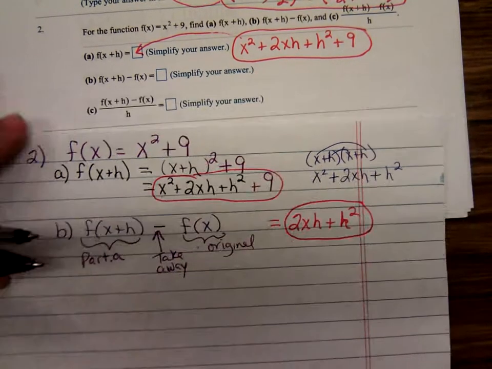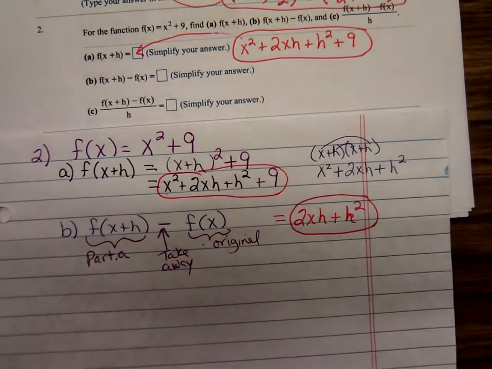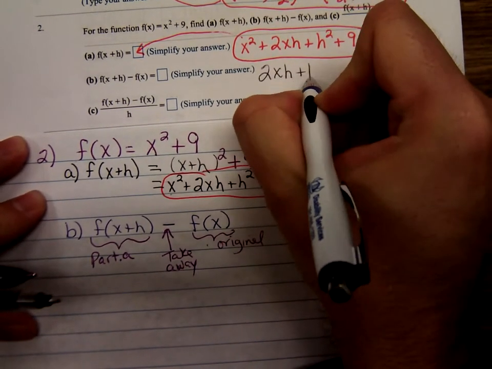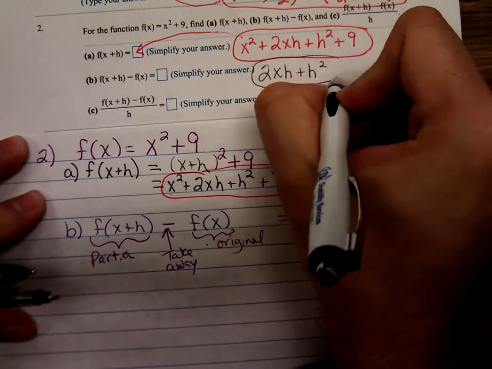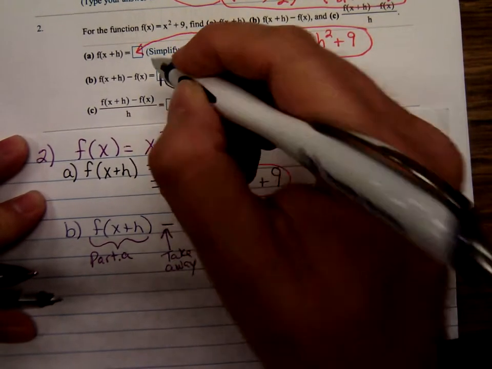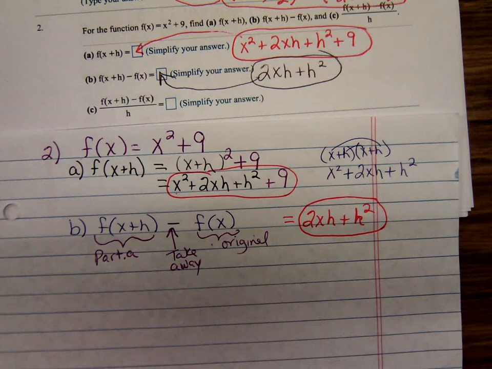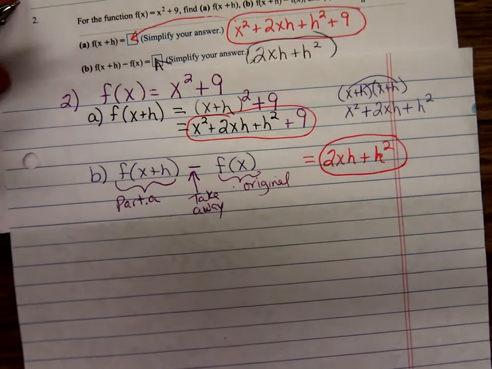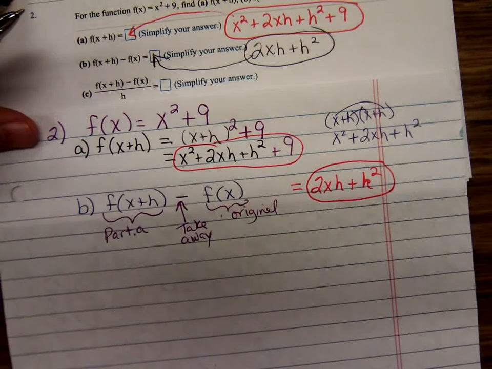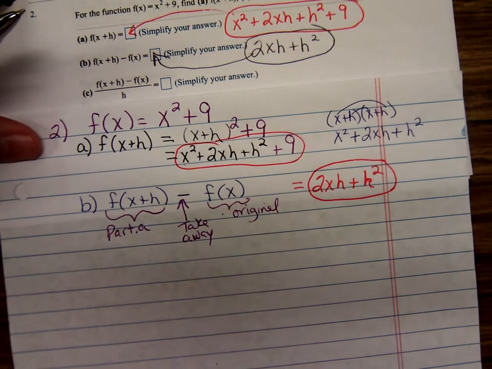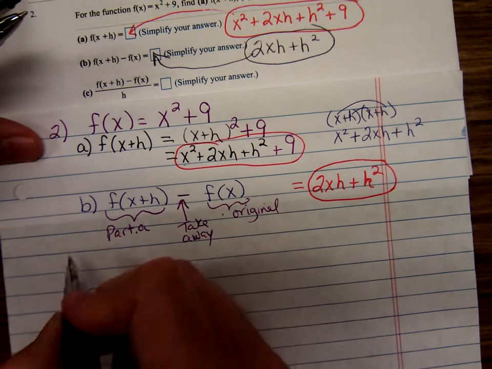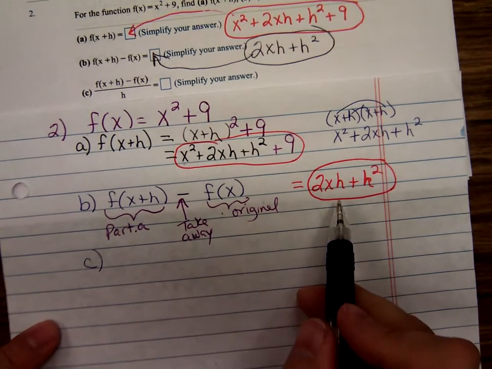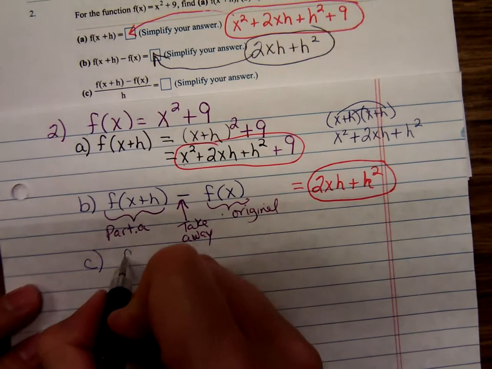So right here, let me use 2xh plus h squared. That's my answer for right there. See, it's part A that can take a while, especially if you have some foiling to do and stuff. Now, part C, you're going to use your answer from part B. Let me go ahead and write a little something.